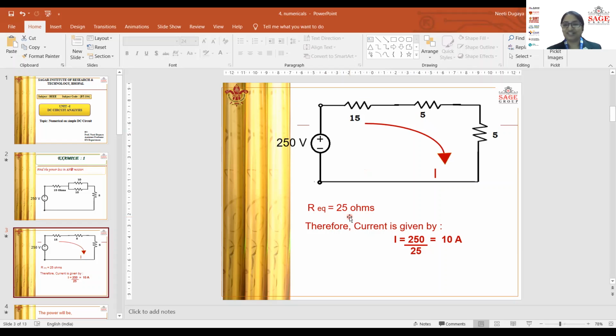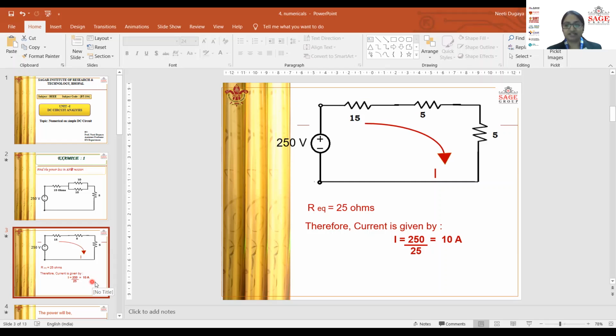As we already know Ohm's law, I is equal to V by R in a particular loop. So V here is, sorry, 250 volts, and the equivalent resistance is 25 ohms. So the current would be V by R, that is 250 by 25, that is 10 ampere. So this is our first example. This is the simplest one. Now let's proceed to the further step of the numerical.